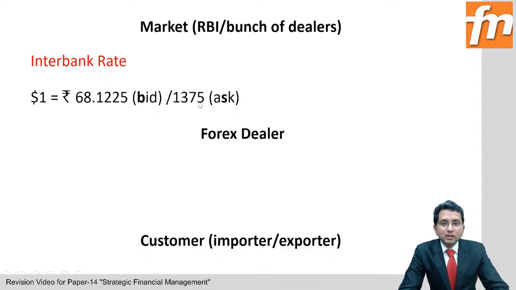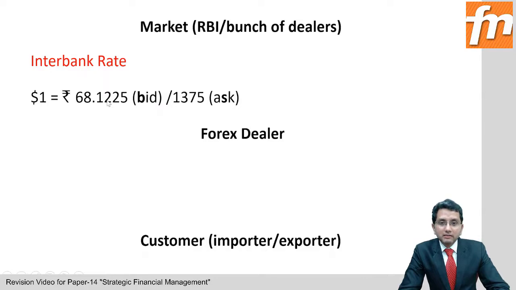1375 doesn't mean 1375 rupees. Only decimal points are changed, hence only decimal points are returned. 1375 means 68.1375. This is how it is written. The smaller rate on the left hand side, and then the oblique sign, and the bigger rate on the right hand side. This is the way of writing the rate.